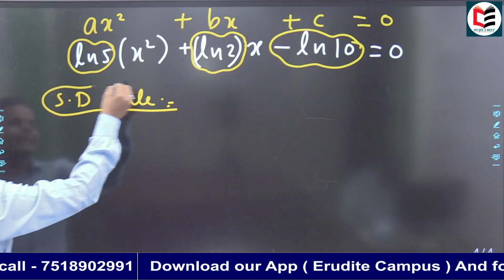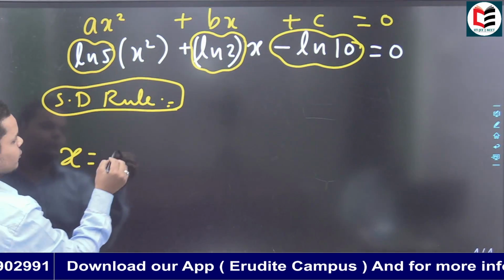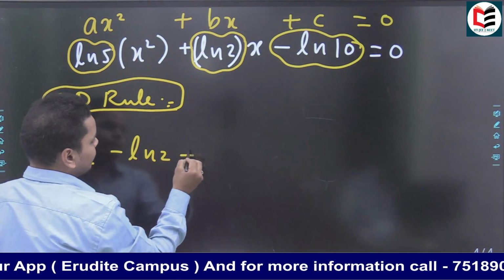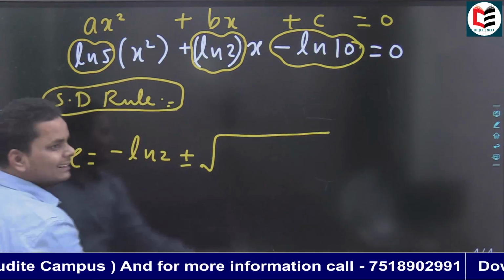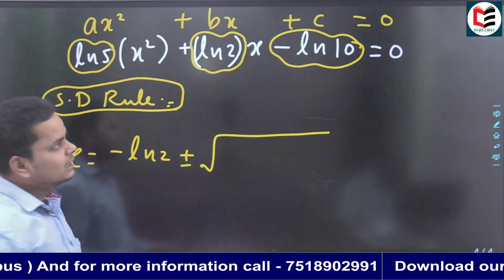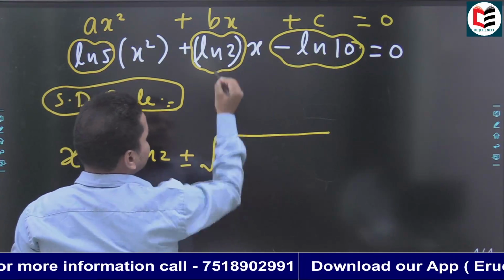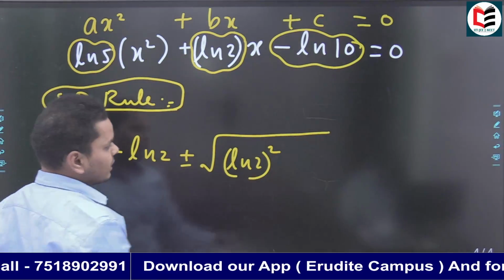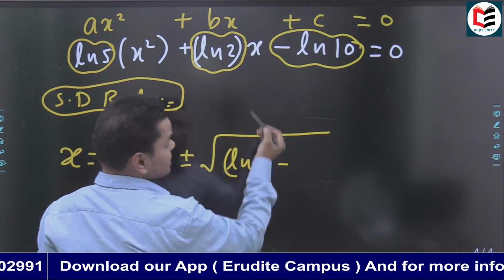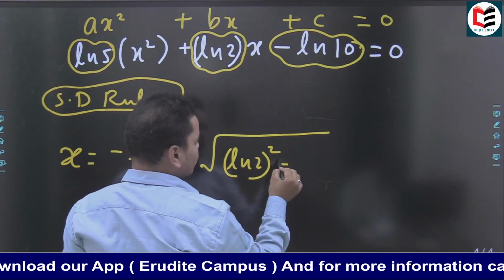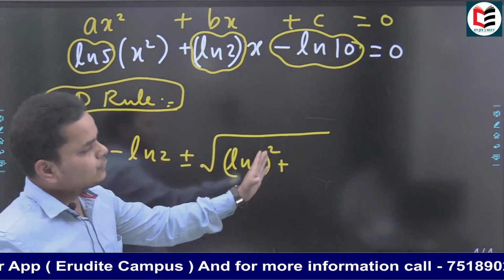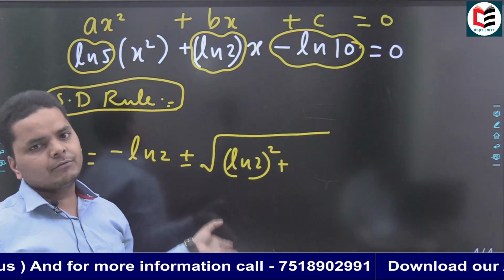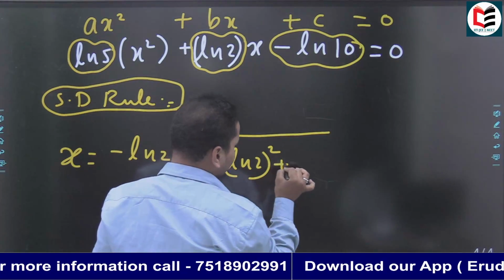Applying the Sridharacharya rule, we will get x is equal to minus b, that is minus ln 2, plus or minus the square root of the discriminant, that is b square minus 4ac. b square means ln 2 whole squared. It is minus 4ac, but c is already negative, so negative and negative make it positive.